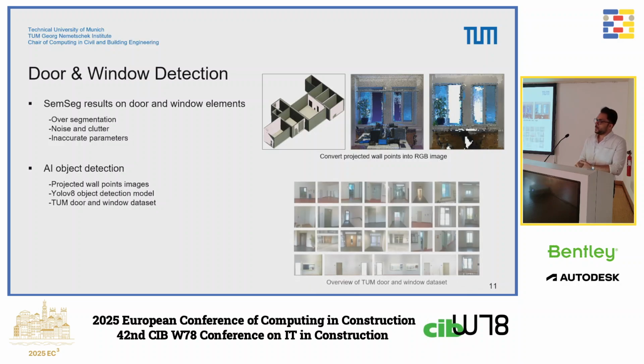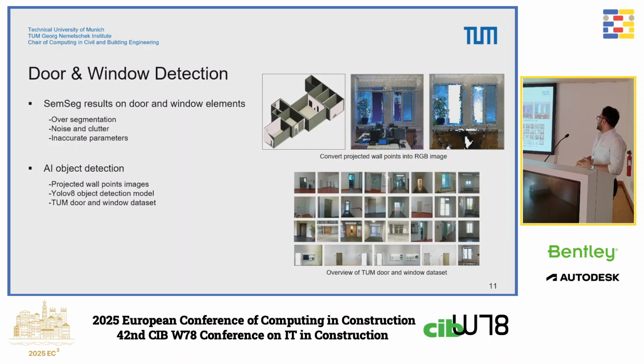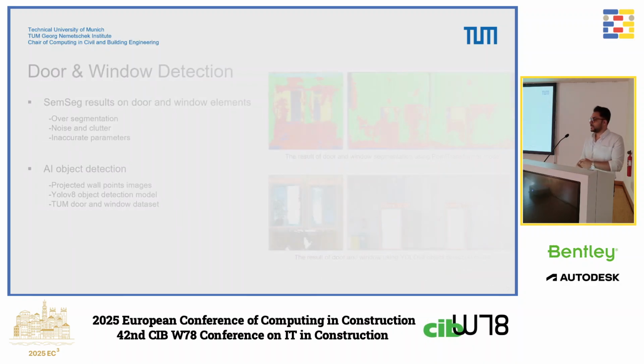For this, we need a dataset, so we captured many images from different buildings at the Technical University of Munich and buildings around it. This dataset encompasses images of different door and window instances with different materials, shapes, lighting conditions, and states of closed, semi-closed, and open positions. Then we train the model and test it on the data.